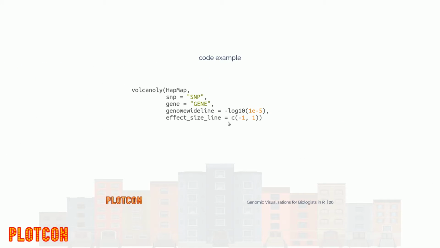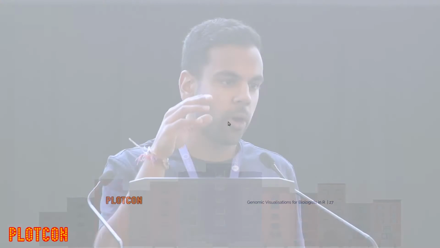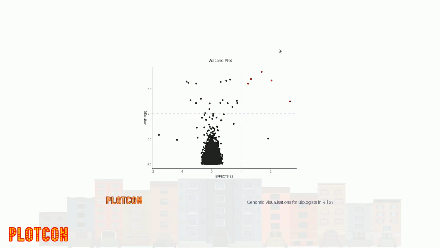So a similar interface for the volcano plots. You can specify these thresholds, and then in this specific example, you would get points that are automatically highlighted if they're beyond the threshold. So that's what you see here in this area. So they're both, these points have an effect size greater than 1, and they meet genome-wide significance.